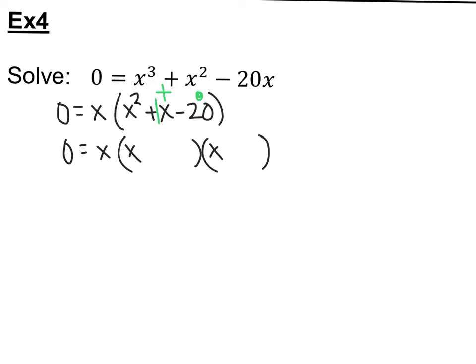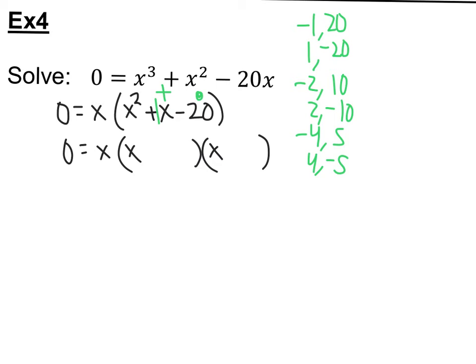So let's make our list off to the side, -1 and 20, or 1 and -20. Now one of them has to be negative because the product has to be negative. How about a -2 and 10, or 2 and -10? And then -4 and 5, or 4 and -5. The pair that multiplies to get -20 and adds to get +1 is -4 and 5. So I have a -4 and a +5.